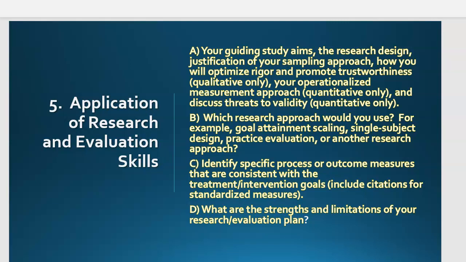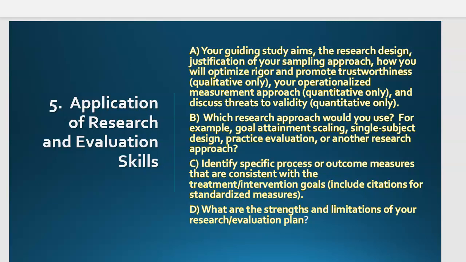So then you're going to move into section C, number C for section 5. You're going to identify specific process or outcome measures that are consistent with the treatment or intervention goals that you've identified. If you use a standardized measurement, include the citation. If you're going to do, for example, a needs assessment, you might want to include some sample questions that you would want to include in your instrument.